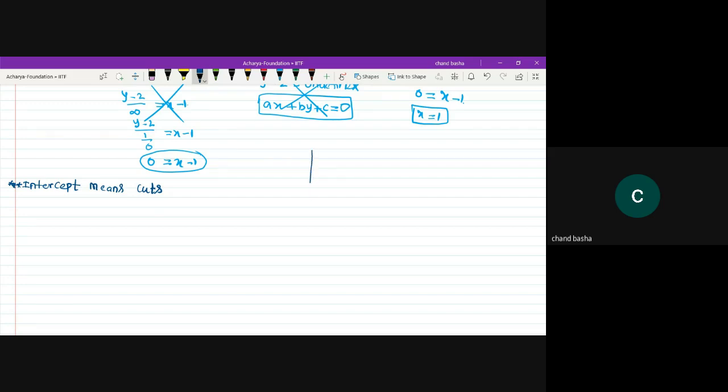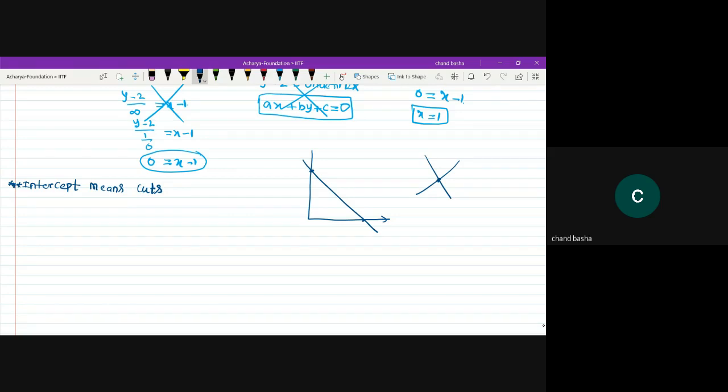What is the difference between intersect and intercept? Intersecting means this is the point of intersection, where lines meet. Intercept is one line cutting at two different points. This is one point, this is another point, and this is the point of intersection.